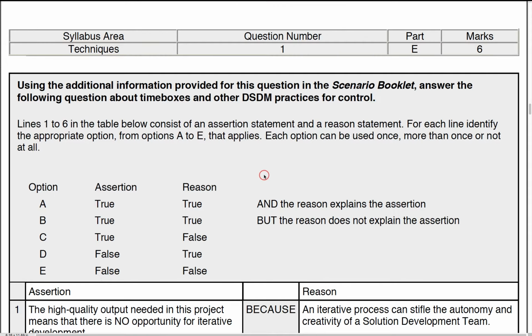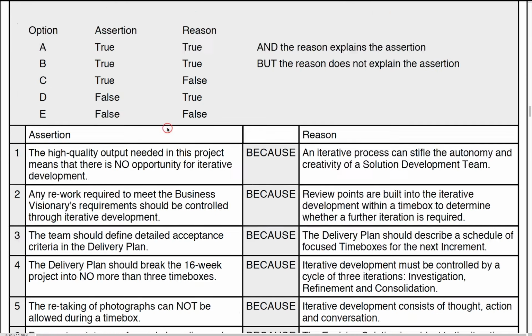So let's have a look at the question box. We have information here looking at the additional information provided with this question and look at the following answers. So have a look at the additional information which reflects on the work we're going to do in the solution development time box. And so let's have a look at the statements now that we have here.